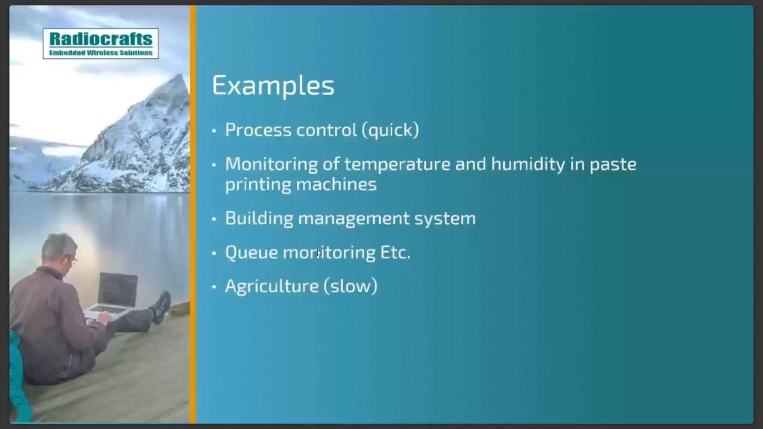Building management system, queue monitoring. Then you have agriculture, which is soil moisture, for instance, which are very slow processes. So if it is wet in the morning and you don't have to measure it 10 seconds after, it's still wet outside.